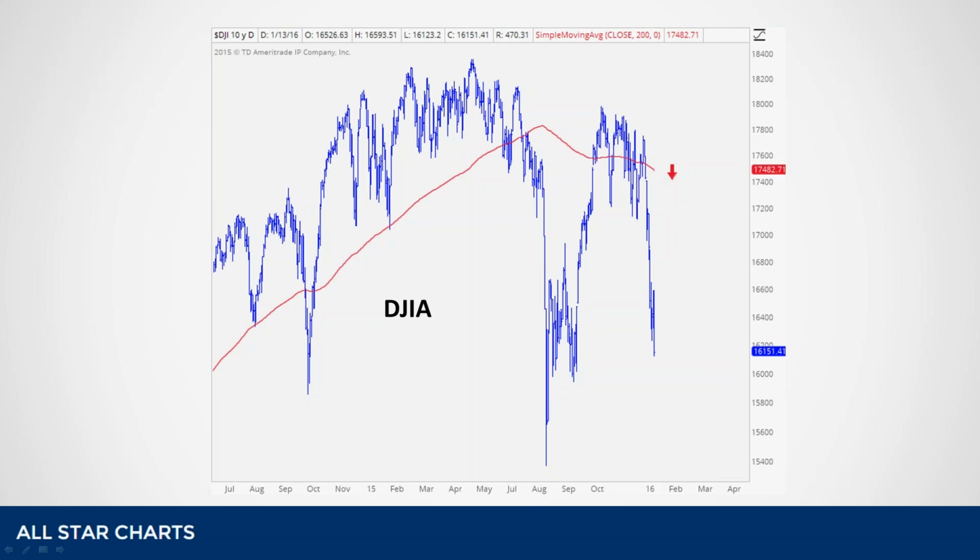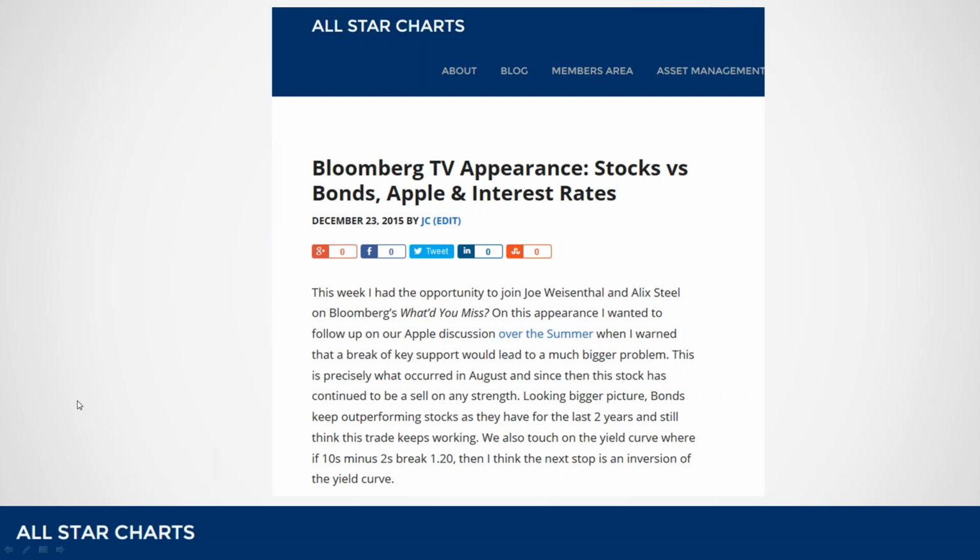We want to be fading any strength back towards 17,000. Any strength at all. I'm not saying we get up there, but any strength up there, we've got to be fading very aggressively. I was on Bloomberg TV in the last couple of weeks of the year, and I made a couple of calls. I said the yield curve was going to break 1.2 to the downside on the 10s minus 2s. I said you've got to short the S&P 500 and buy Treasury bonds, and I said you need to short Apple, and that you need to short emerging markets.